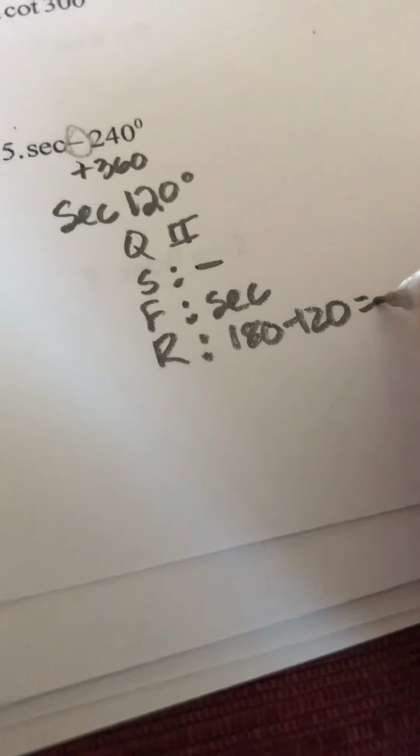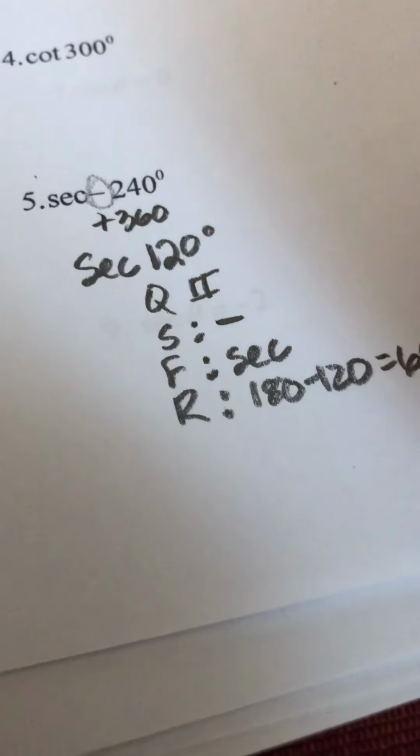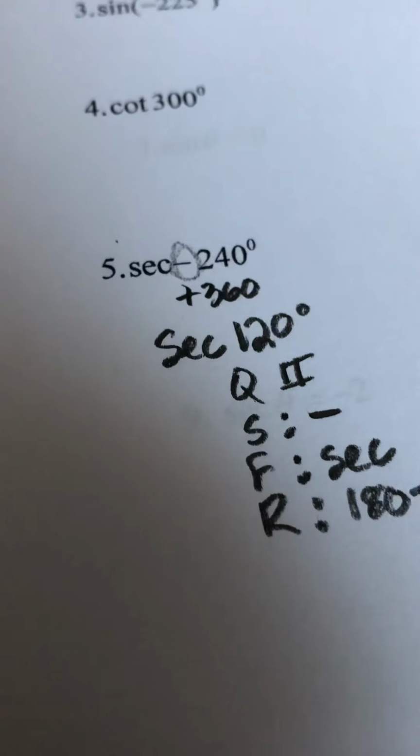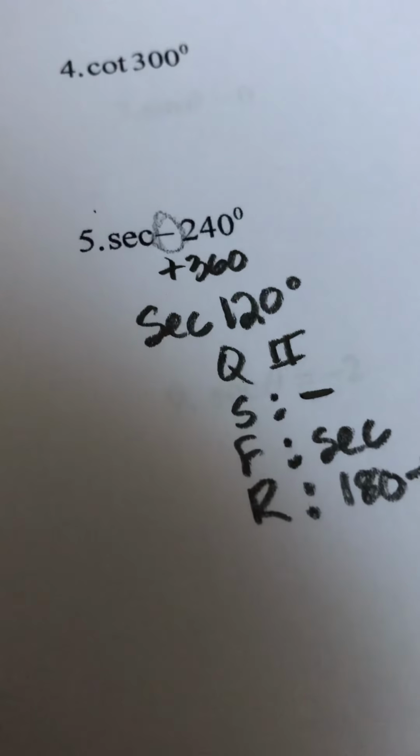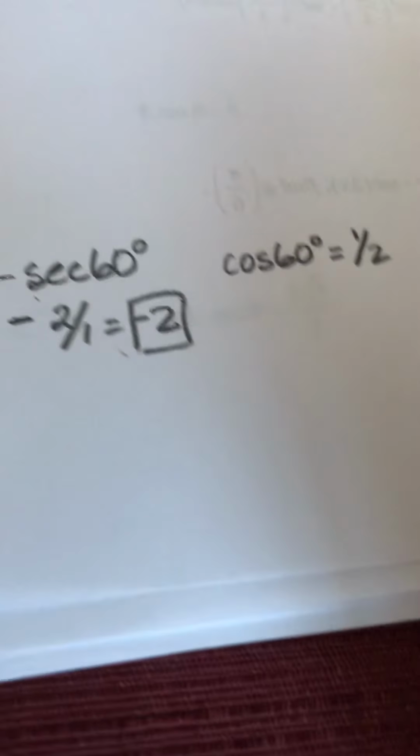So quadrant, 120 is in quadrant 2. The sign, well, secant goes with cosine, and in quadrant 2, that's negative. The function, for now, we're going to make it secant, and our reference angle in quadrant 2, we do 180 minus 120 is 60. So we really want negative secant of 60 degrees. Well, secant goes with cosine. So let's look at what the cosine of 60 is from our chart. And from our chart, cosine of 60 is a half. So we say, okay, negative, and we just flip the 1/2. So negative 2 over 1 or negative 2, because secant is the reciprocal of cosine.